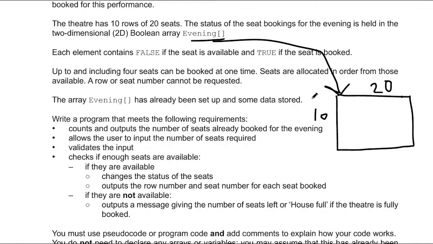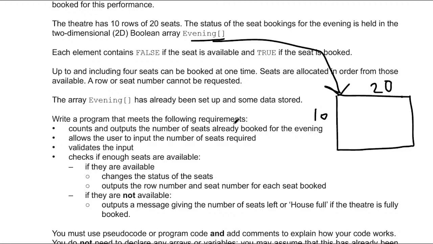Somehow I feel like this is a very easy 15-marker question. Let's read ahead and find out. Each element contains false if the seat is available and true if the seat is booked. Okay, easy enough. Up to and including 4 seats can be booked at one time. Seats are allocated in order from those available. A row or seat number cannot be requested. The array evening has already been set up and some data is stored.